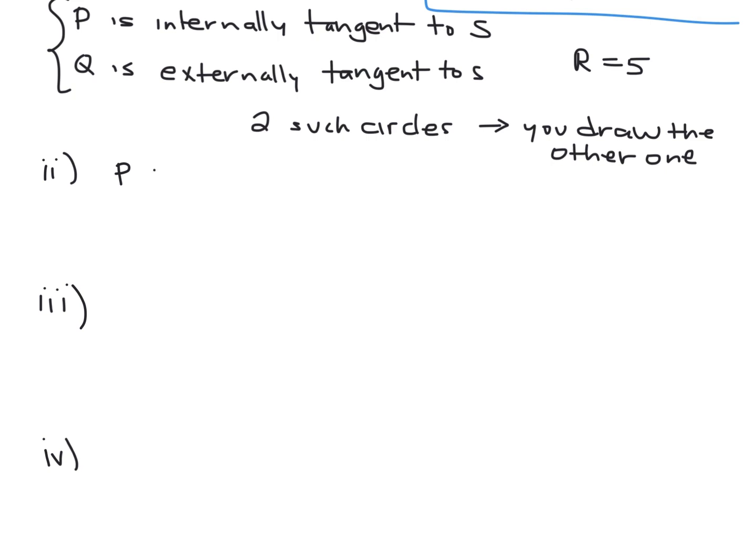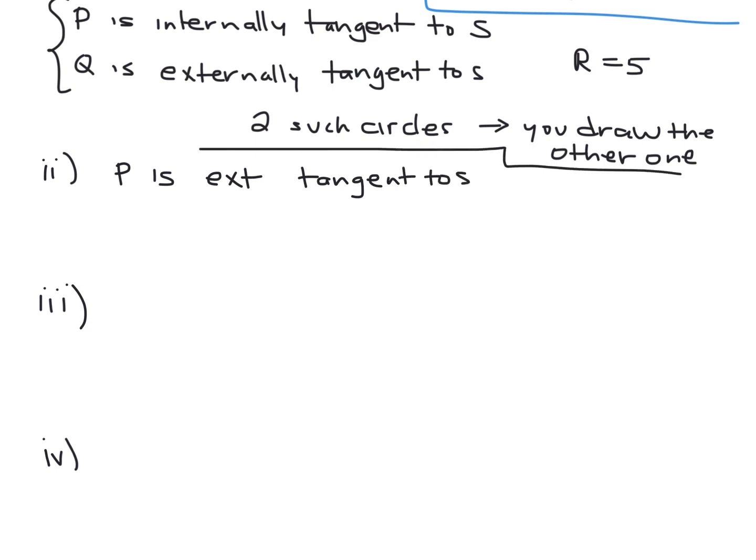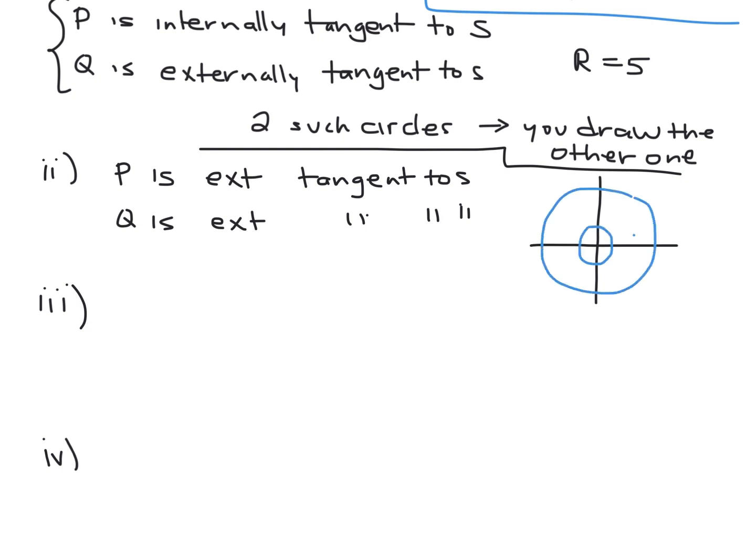The next scenario is P is externally tangent to S, and Q is also externally tangent to S. So what is an example of that? Let's see if I can do that very quickly without making this diagram too messy. So we got the big one, we got the small one, and then we got the small one over here. So let's draw a circle that meets this criteria. Both are externally tangent, and it would be something like this. So a tangent point here, tangent point here, tangent point there. And that one, same thing.